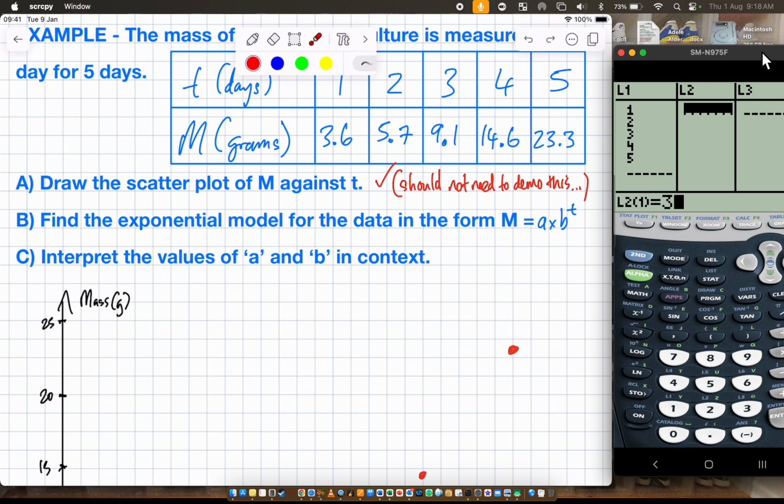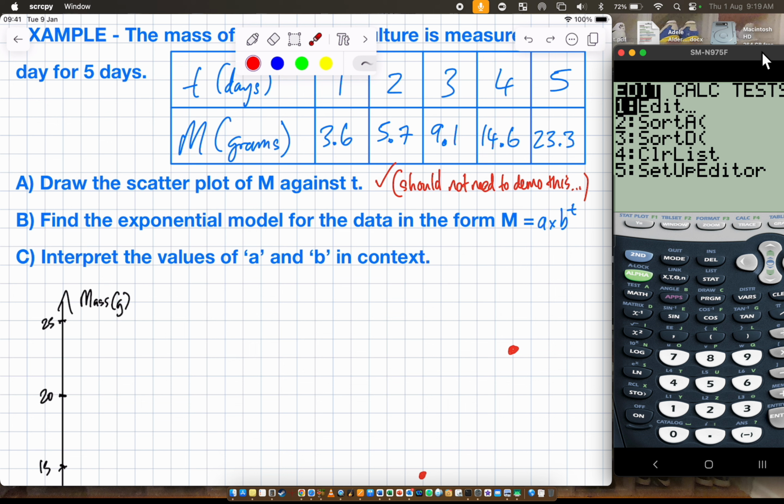Y data, 3.6, 5.7, 9.1, 14.6, 23.3. The data is entered. The calculator is aware of it now. How do I get the calculator to try to draw a curved line through that? What's new today? What do I press now to get an exponential model fit to it?